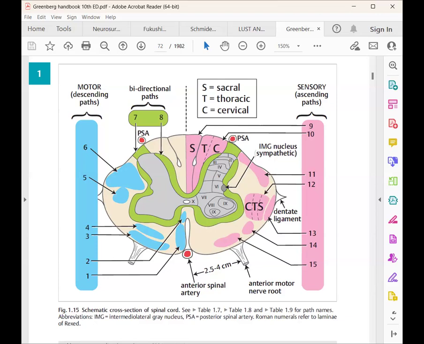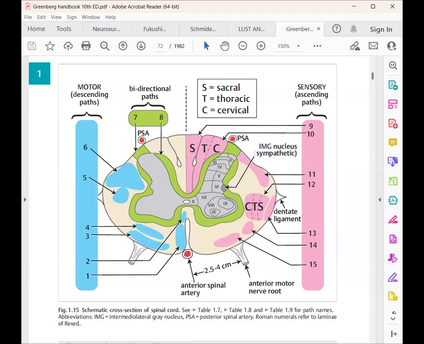This second order neuron will synapse at the level of the ventral posterolateral nucleus of the thalamus. From there, as we know, the third order neuron will start and pass through the internal capsule. It will go to the postcentral gyrus, that is Brodmann areas 3, 1, and 2. This is for pain and temperature. Basically, the second order neurons are decussating, switching to the contralateral side. That's why whenever there is a problem with the lateral spinothalamic tract, the sensation will be lost on the contralateral side.